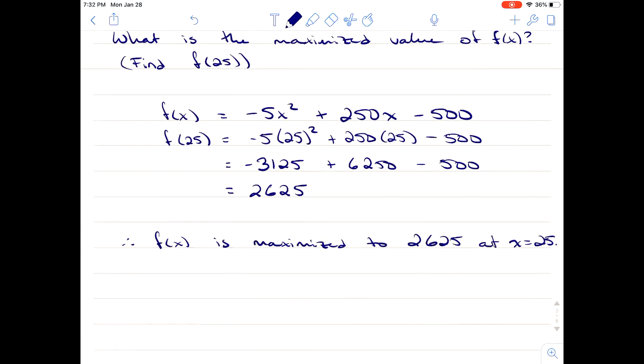Right, so there's two components. First, you have to find, okay, what value is it maximized at? And then what's the maximized value? Any questions about that? Cool. So let's apply this to the monopoly.